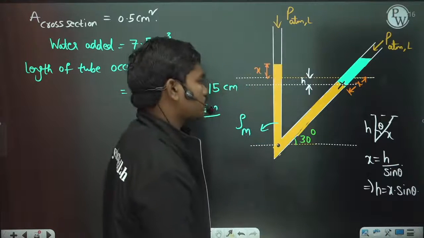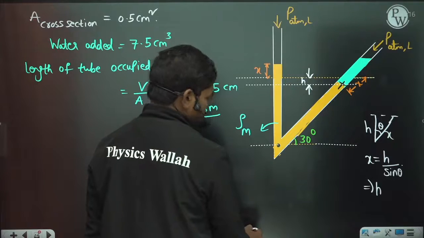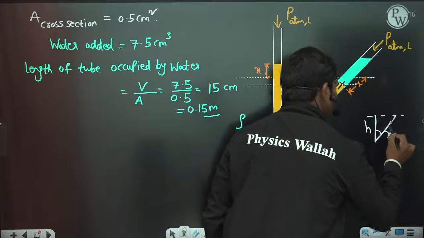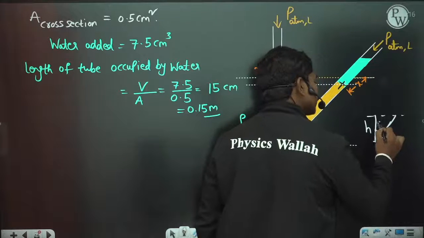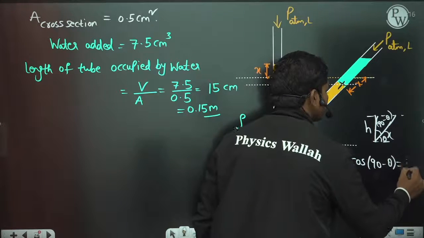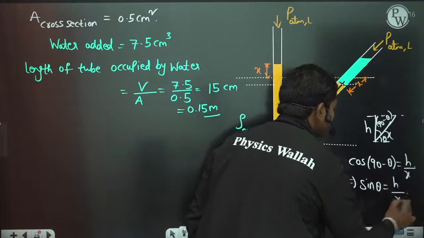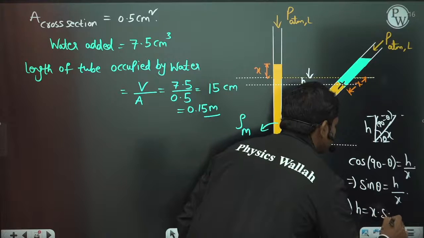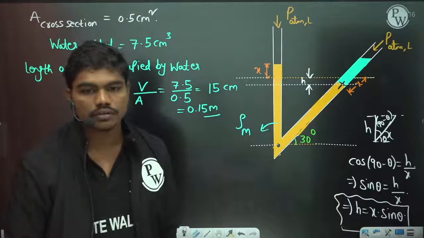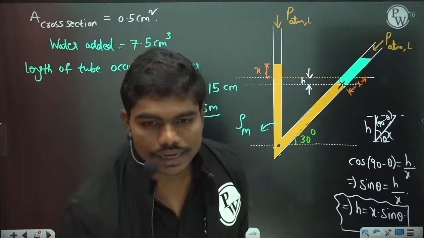So h is the opposite side. This angle is theta, right? Just a minute. Yeah, so this is the horizontal. So this angle with the horizontal is theta, which means this angle is 90 minus theta. So cos of 90 minus theta is equal to h by x. This implies sine theta is equal to h by x. So h is equal to x times sine theta. Correct? Can I say this? Yes. A student asks: since it is inclined, how is x equal on both sides?